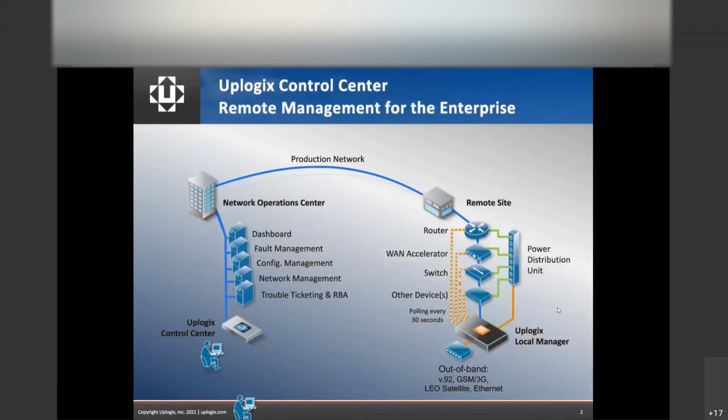So let's look at another sample. This is what your network looks like in an abstract form. On the left, you've got your centralized NOC, in this case in Denver, where the primary control center lives. And then on the right-hand side, that could be a clinic or a hospital or a data center, whatever the remote site is where the Uplogix local manager is connected.